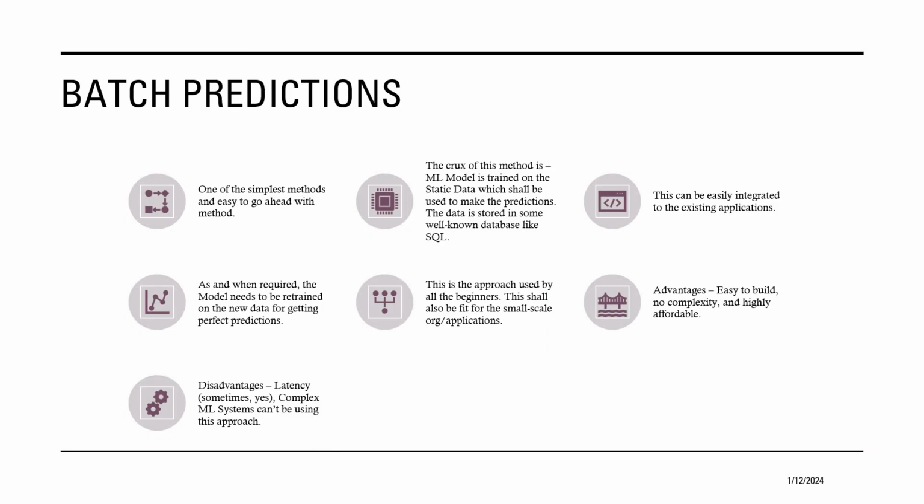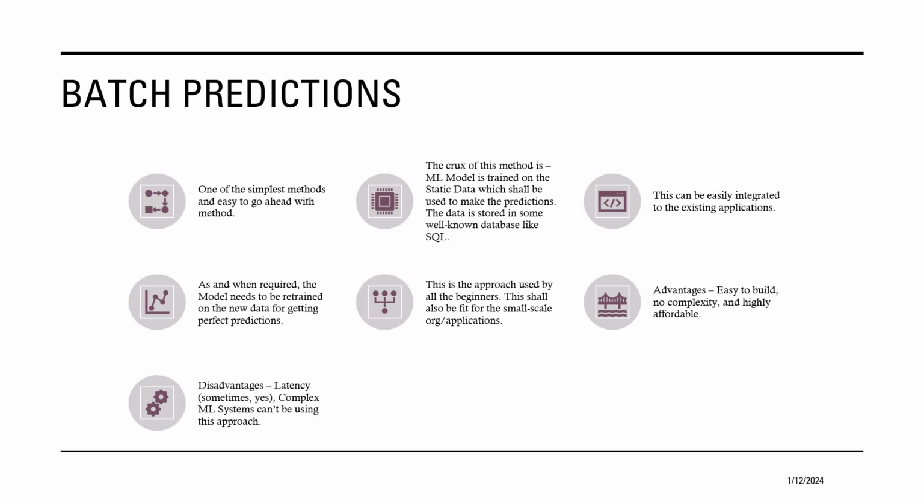The first approach is batch predictions. This is one of the simplest methods or ways to go ahead with the deployment. The main idea or crux of this method is very simple. The ML model is trained on the static data which shall be used to make the predictions. The data is stored in well-known databases like SQL. This can be easily integrated to the existing applications as well, and as and when required, the model needs to be retrained on the new data for getting perfect predictions.